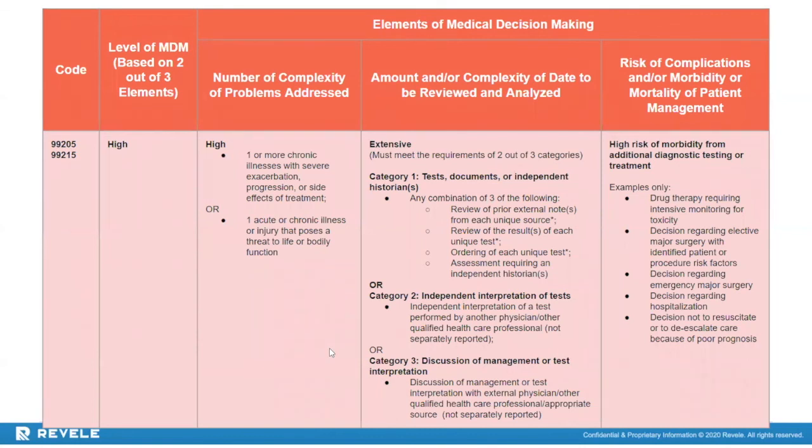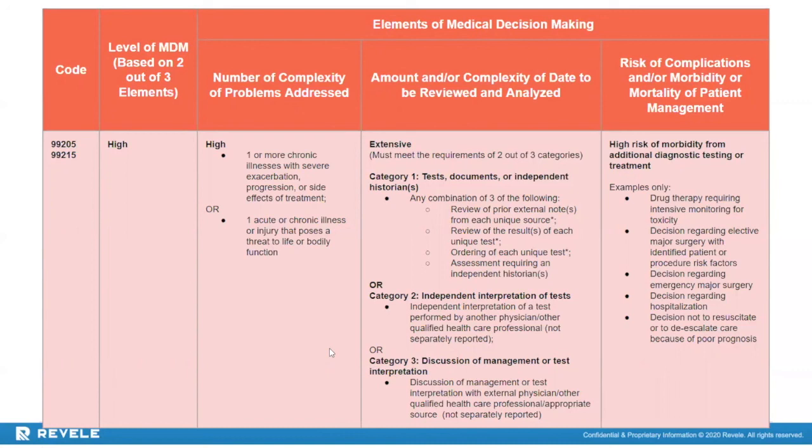Last is the level 5 codes, 99205 and 99215. These are a high medical decision making. It's also a high number of complexity of problems addressed, and that would be one or more chronic illnesses with severe exacerbation, progression, or side effects of treatment, or one acute or chronic illness or injury that poses a threat to life or bodily function.